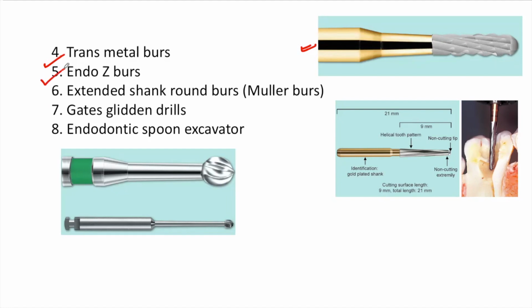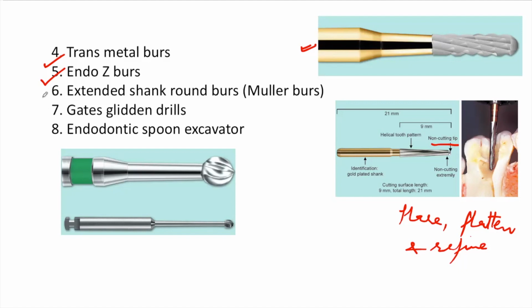Next is the endo bar. This is the endo bar. This is the safe ended tapered carbide burr. It is used to flare, flatten, and refine the internal walls of the access cavity. It has a non-cutting tip, and because of that, it can be safely placed into the pulp chamber, as you can see in this image, without any risk of perforation.